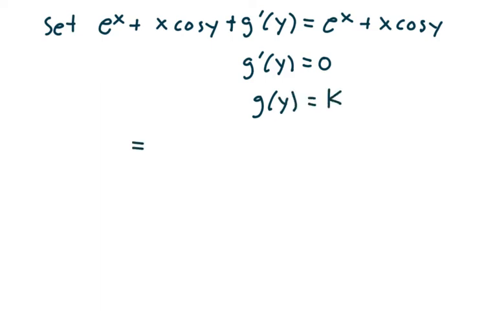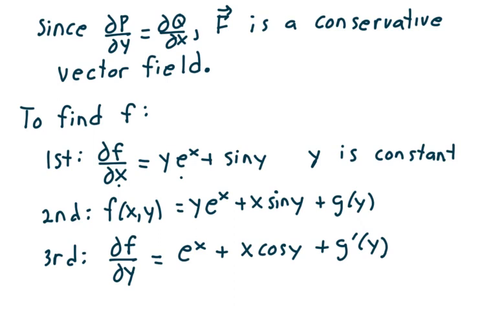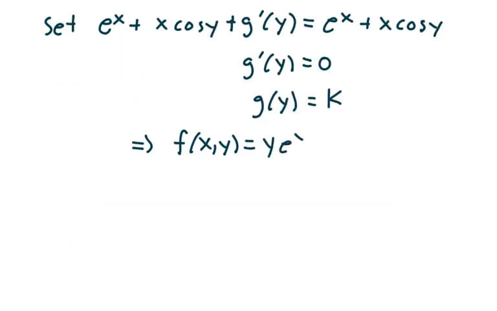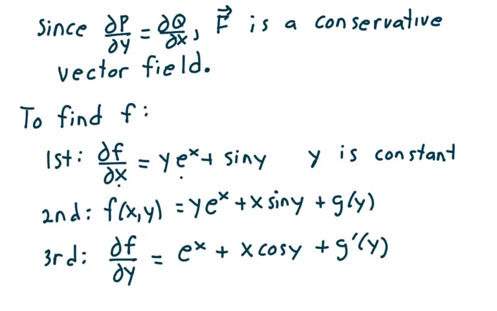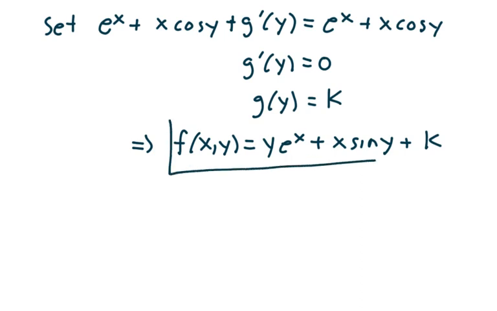And so that implies f of xy, my potential function, is y e to the x plus x sine y plus k. Yep, and that would be my potential function. And that's a pretty good stopping point. That concludes this video for section 16.3. We worked on problems 3, 4, 5, and 7. Okay, thank you.